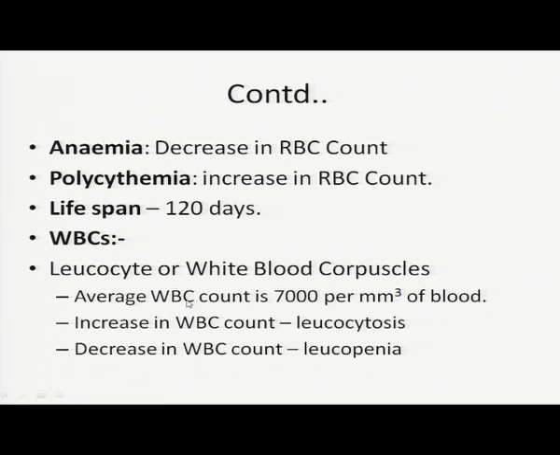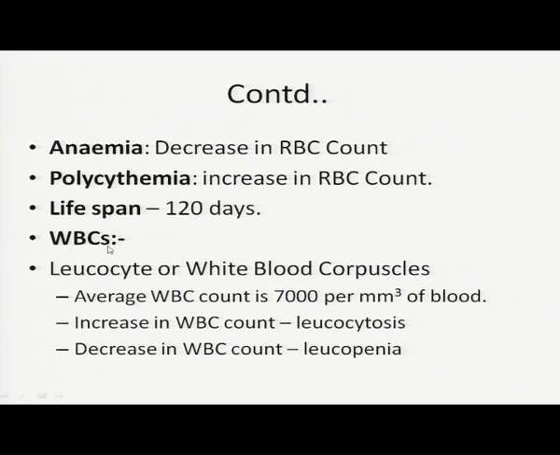Now, there are some abnormal conditions. If the number of RBCs decreases in the body, it is known as anemia, and if it increases in the body, then it is known as polycythemia. Now, what about the lifespan of an RBC? It can live up to 120 days.